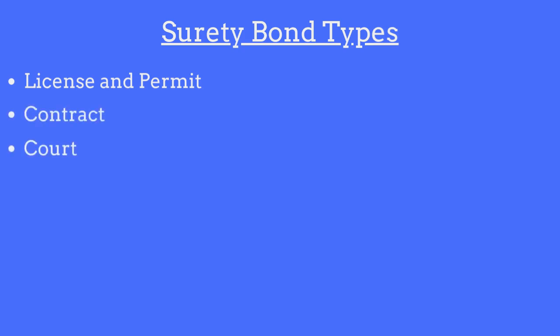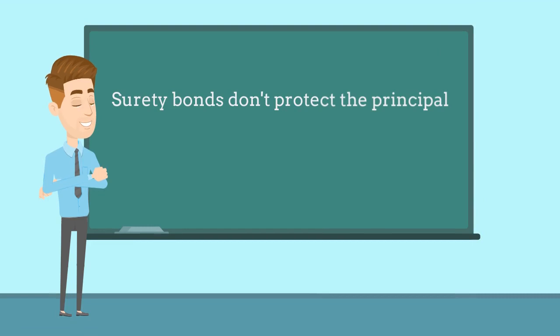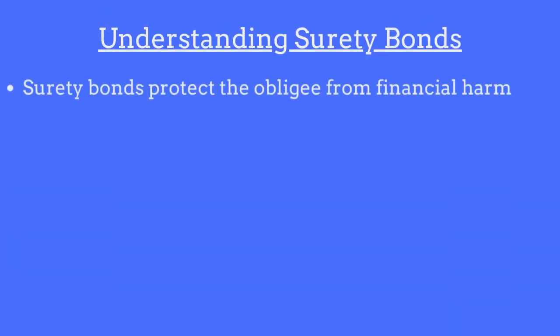There are many different types of surety bonds, thousands to be exact, but most surety bonds will fall into one of the following categories: license and permit, contract, court, fidelity, and miscellaneous. Surety bonds aren't designed to protect the principal. Surety bonds do not protect the principal, but rather they protect the obligee from financial harm resulting from actions committed by the principal.